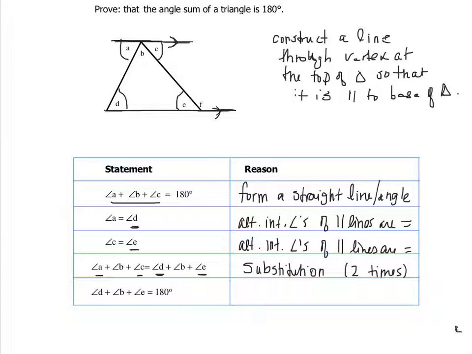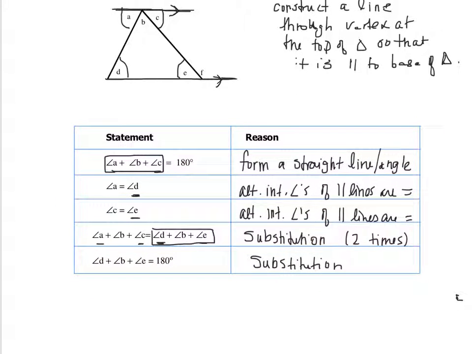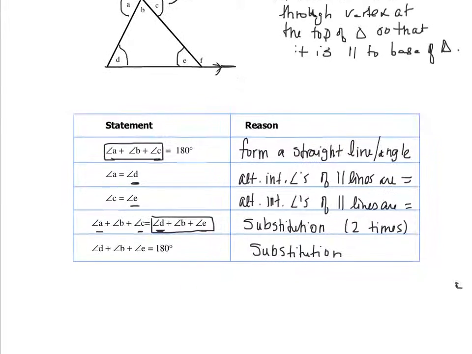So now, if A, B, and C equals angle D, B, and angle E, then we can replace this up here with angle D, B, and E, and that gives us the statement that angle D plus B plus E equals 180. And that would be basically a way to prove that the sum of the angles of the triangle, which in our diagram were angle D, angle B, and angle E, had to add up to 180. Kind of a neat little proof.